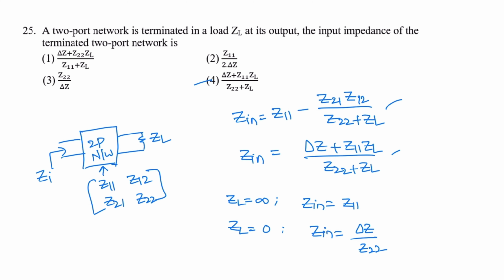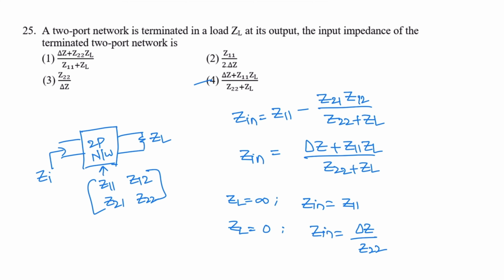When the two port network is terminated with load impedance, then the input impedance of the terminated two port network is delta Z plus Z11 ZL by Z22 plus ZL. So the correct option is 4.